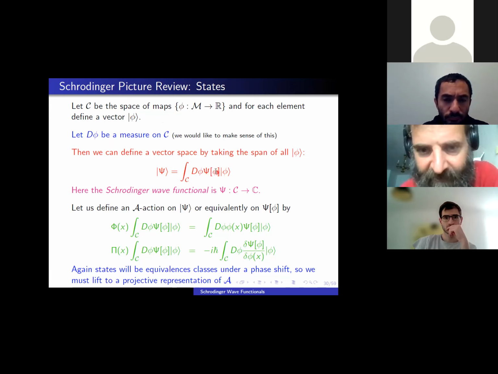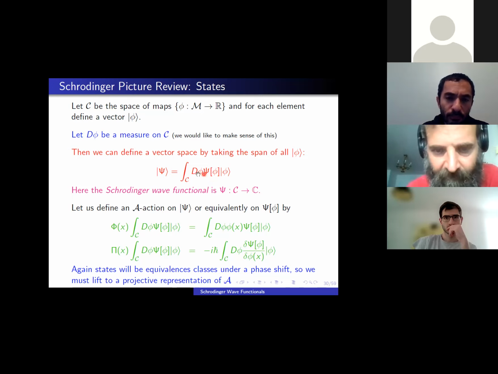So for every function phi, it gives you a complex number. And if you could pretend you could sum these all together, that would give you a general element of some giant vector space. Okay, now this vector space has an A action on it.